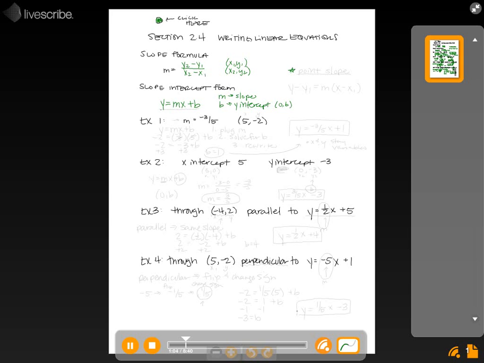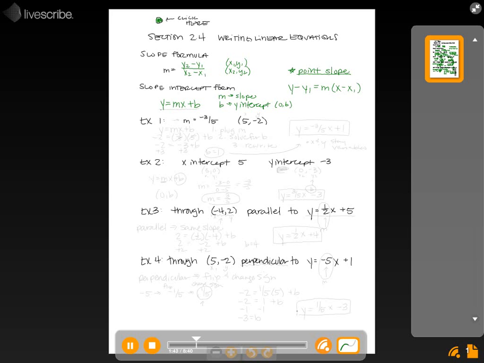Now there is one other form. It's called point slope. I'm going to go ahead and show it to you. We're going to focus on slope intercept in the notes today, but you need to know point slope, and we'll go over it a little later in class tomorrow. Point slope is y minus y1 equals m times x minus x1. Either one of those is acceptable, point slope or slope intercept, but we're going to use slope intercept.